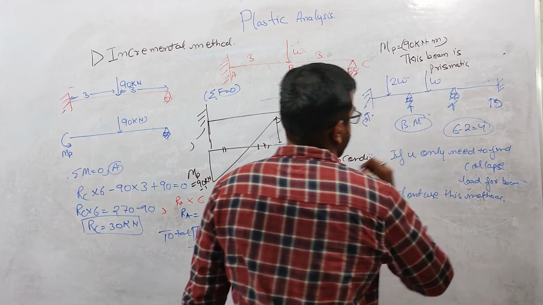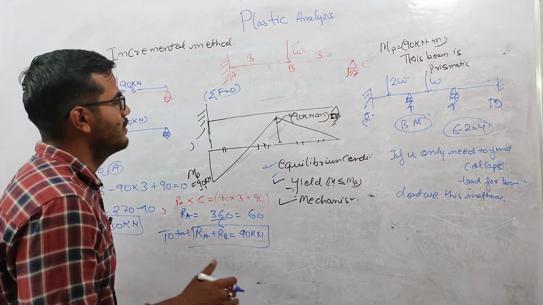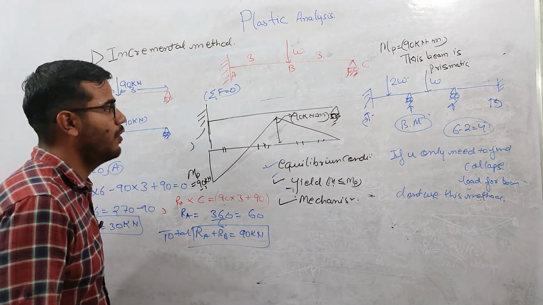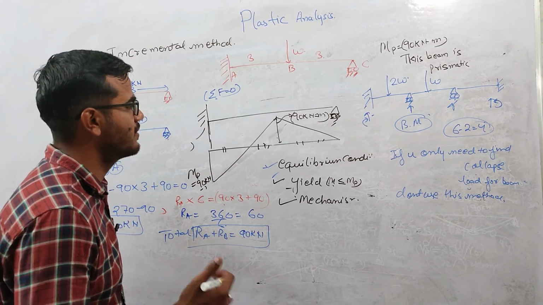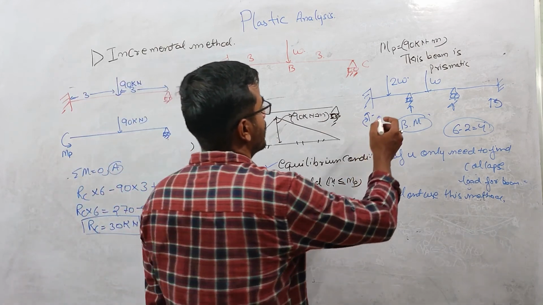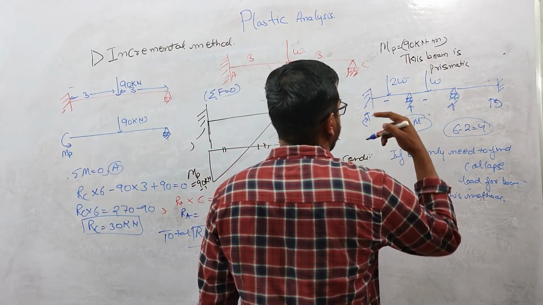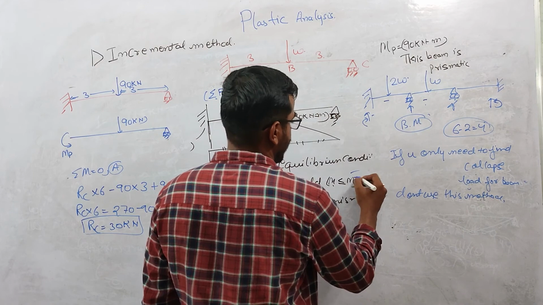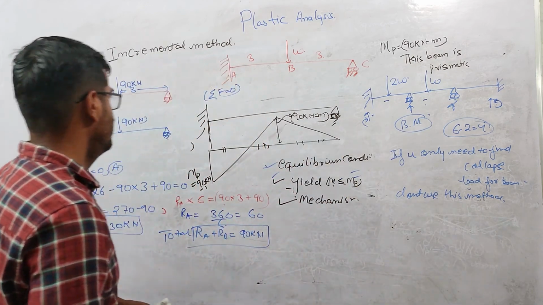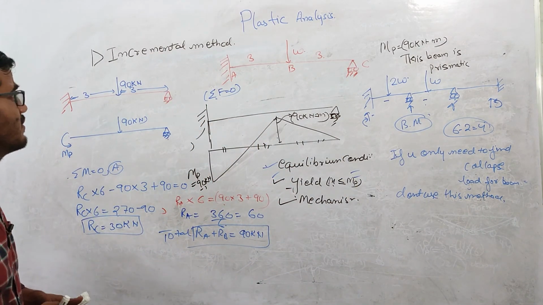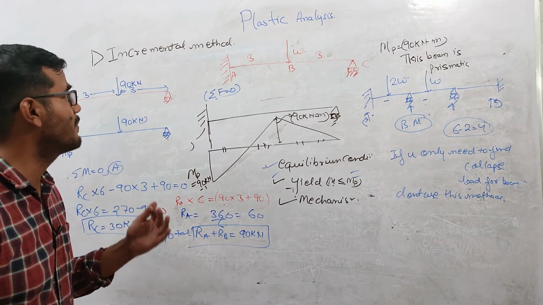But if you want to find how the structure behaves, how the successive hinges are formed, and how much load is required to form the successive hinges, like how much load is required for the first plastic hinge and how much for the second plastic hinge, this method is very helpful. So this is the first method we have discussed, about how to calculate the collapse load using the incremental method in plastic analysis.